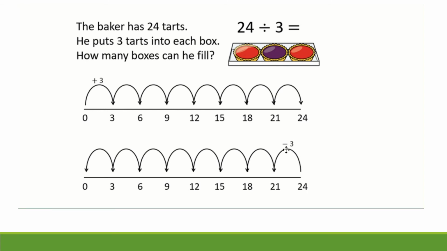So this time, rather than counting on in threes, we're counting back in threes. So we start with 24, 21, 18, 15, 12, 9, 6, 3, 0. And if we count those jumps, we have 1, 2, 3, 4, 5, 6, 7, 8. So 24 divided by 3, the answer is 8. Let's move that 8 there, and there is your answer.